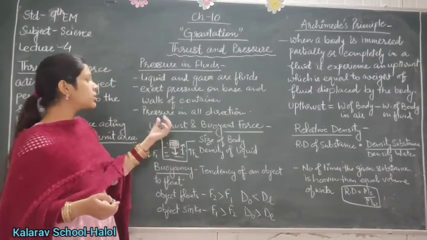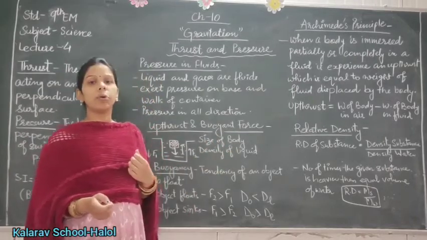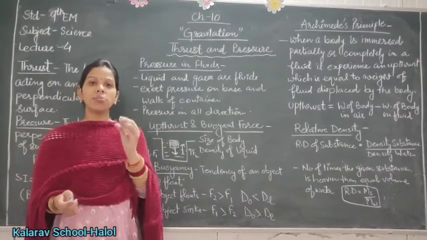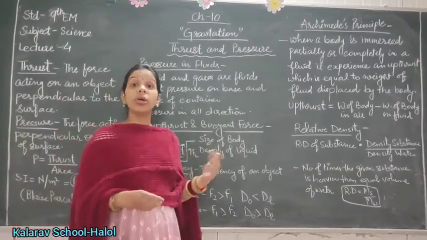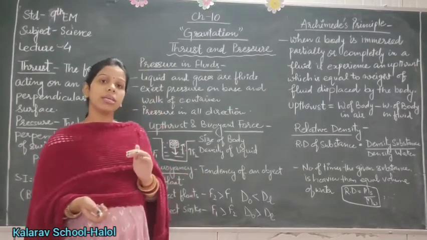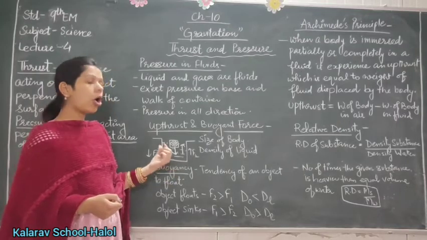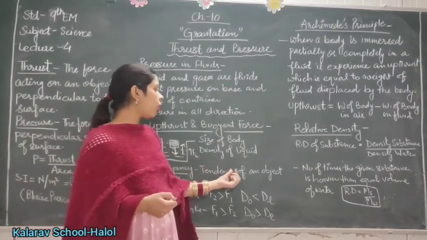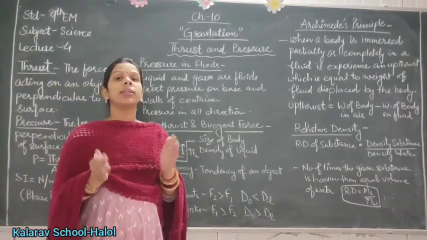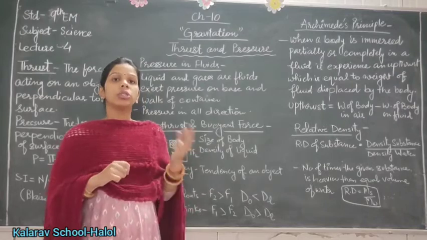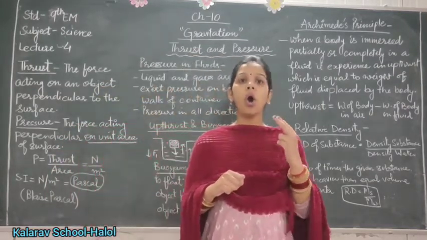The upthrust depends upon the size of the body and the density of the liquid. If the size of the body is small, then the upthrust is small. If the density of the liquid is more, then the upthrust is more. Next is buoyancy. Buoyancy is the tendency of an object to float. So whether the object floats or not is called buoyancy.